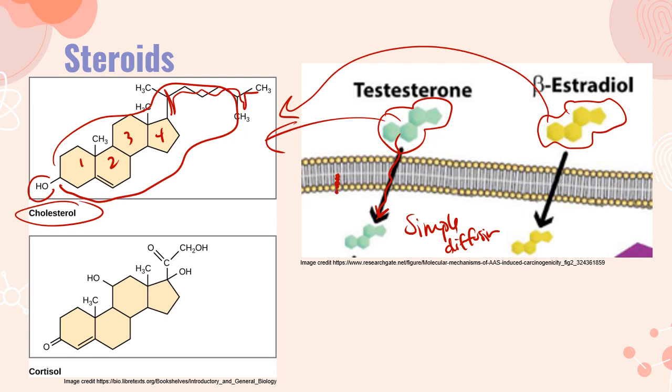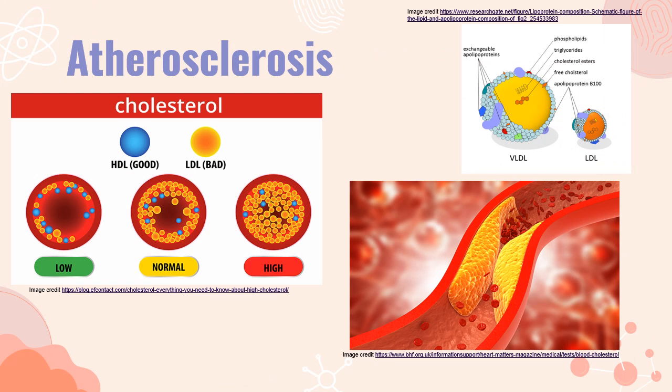One other look at a steroid that you might have heard of before is cortisol. Cortisol is one of our stress hormones. So another one of these 1, 2, 3, 4 fused rings with some kind of tail that we use as a hormone. So that cholesterol in our cell membranes that helps to maintain membrane fluidity, that's good.